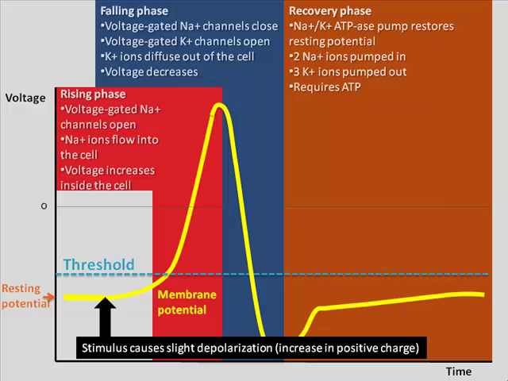During the recovery phase, a sodium-potassium ATPase pump restores the resting potential. Sodium-potassium ATPase pumps pump 2 sodium ions in and 3 potassium ions out of the neuron. Sodium-potassium ATPase pumps require ATP to function.